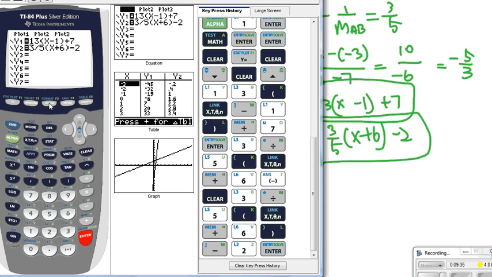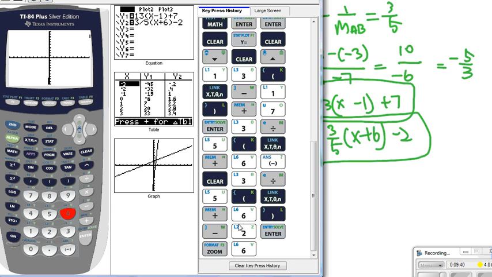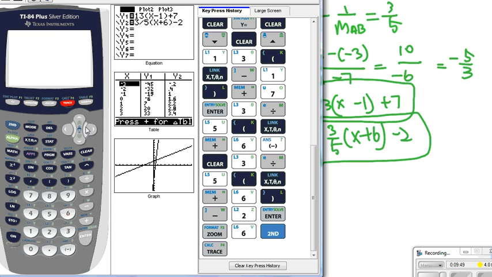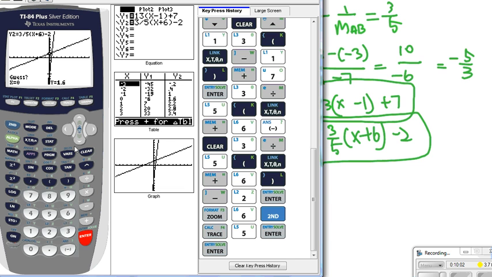On a standard zoom, that's the first, and that's the second. So what we want to do is find this particular point. How are we going to do that? Second, trace, which will give us some calculations. Intersection. Is that the first curve? Yes. And let's enter. Is that the second curve? Yes. And guess? Yes, please do. Then we end up getting this one as our answer.